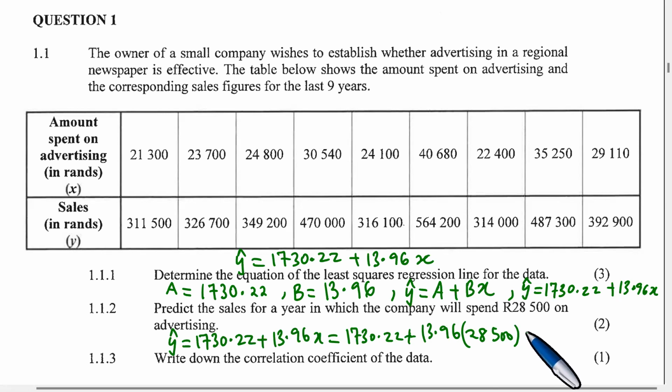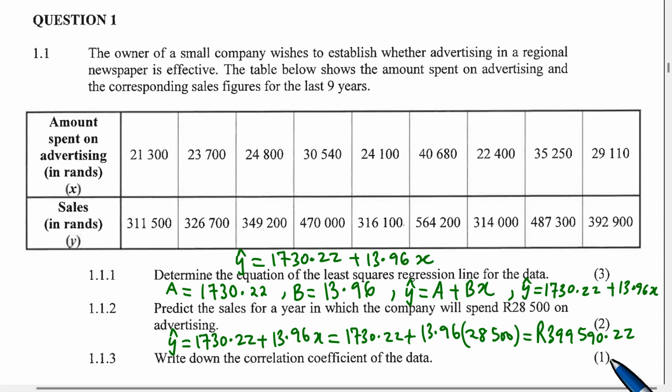We can take that to actually be the sales. We can predict the sales. So the sales become 399,590.22. So in other words, this is the estimated amount in rands of the sales. Y hat is this. Right.